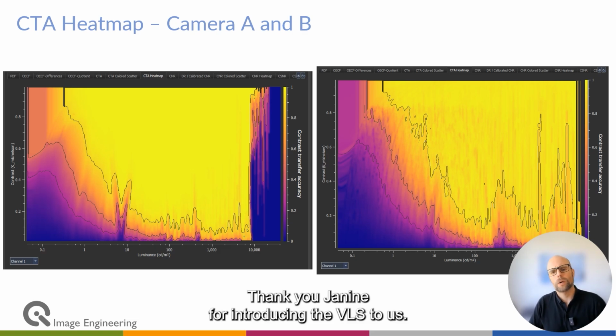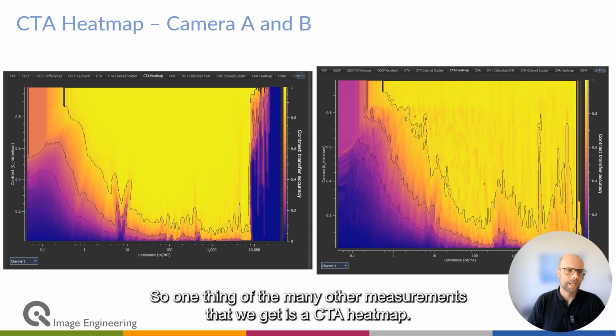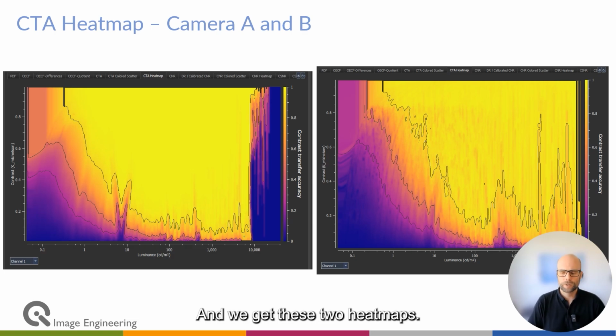So now, what do we get from that? One, beside many other measurements that we get, is the CTA heat map. So you see that here from two cameras. These are automotive grade cameras. Let's call them camera A, camera B. And we get these two heat maps. So you see that the heat maps are different, but what does it actually tell us?